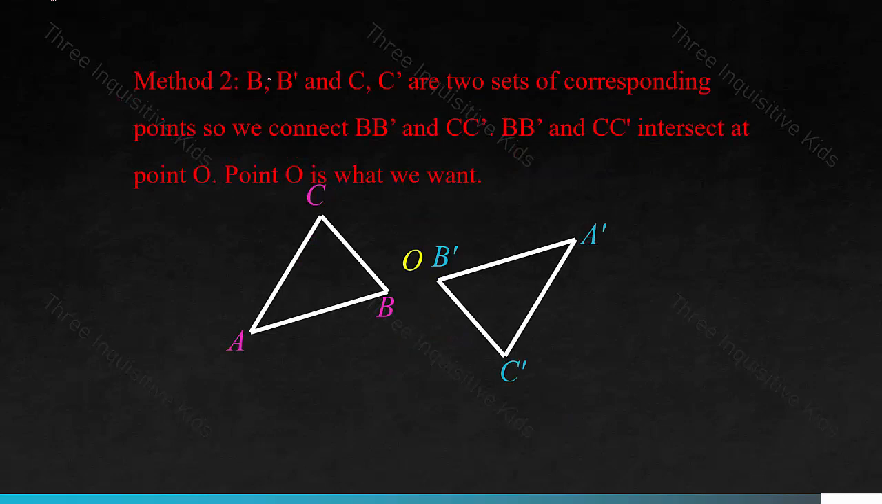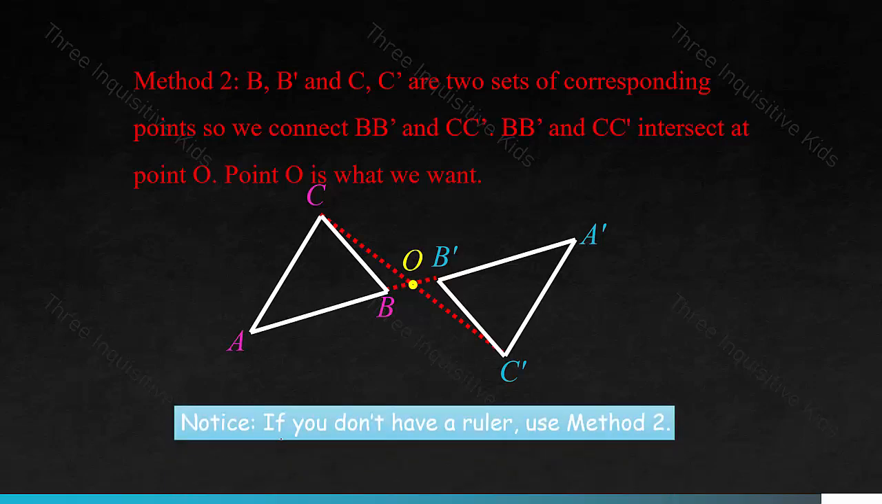Here's method 2. B prime and C prime are the two sets of corresponding points. So we connect them, and since two different lines must intersect at a point, we find the intersection of CC prime and BB prime to get point O. So if you don't have a ruler, you can use method 2.